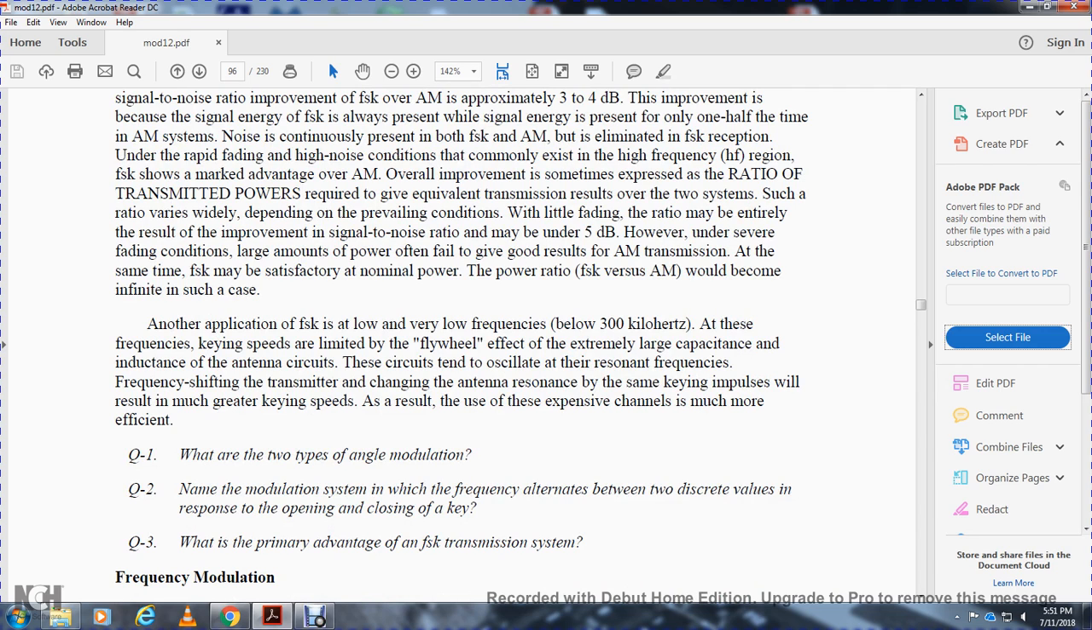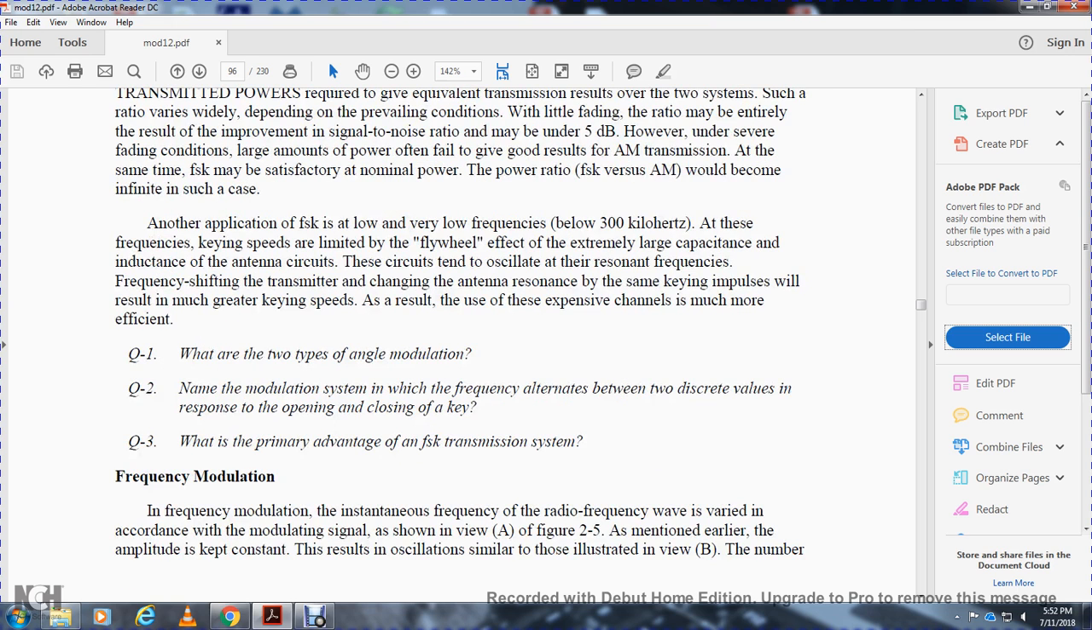Another application for frequency shift keying is at low and very low frequencies, below 300 kilohertz. At these frequencies, the keying speeds are limited by a flywheel effect with extremely large inductance and capacity antenna circuits. These circuits tend to oscillate at their resonant frequency. The frequency shifting of the transmitter chain with the antenna resonance for the same keying impulse will be resolved with a much greater keying speed. As a result, use of the channel is much more efficient.